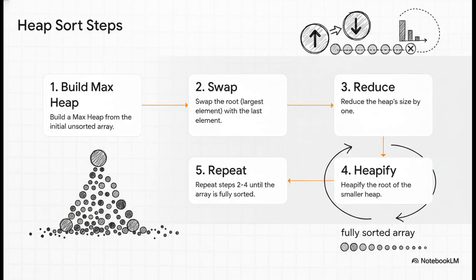So here's the game plan, and it's really quite beautiful. First, we take our entire messy list of numbers and we force it into a max heap. Then, since we know the biggest number's at the top, we pluck it off, swap it to the very end of the list, and basically lock it in place. Then we just heapify the rest of the numbers to find the next biggest one. And we just repeat that process until the whole list is sorted.